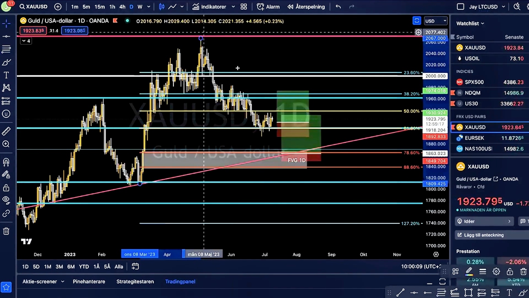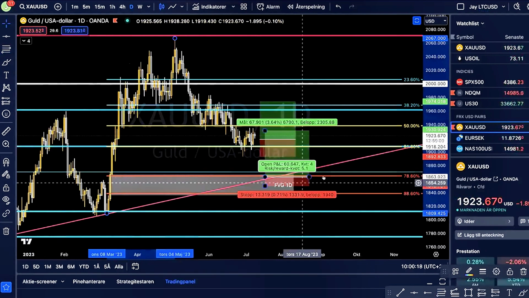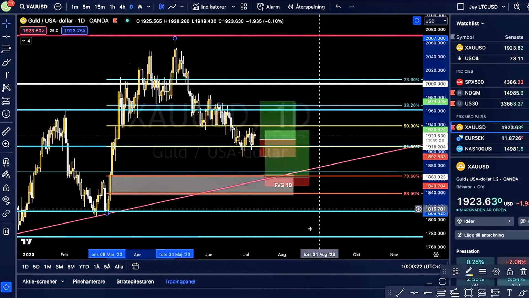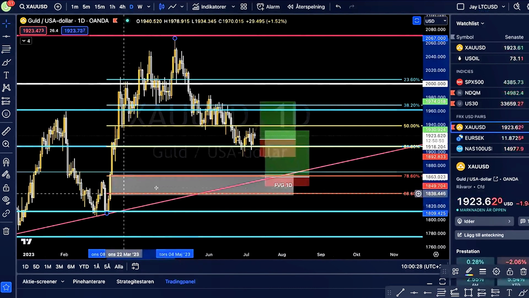Yeah, that's now in the nice zone. 50. Oh, look, this confluence here is sexy. So you see the daily key level perfectly overlapping with the 61.8. And I heard you mention it, Frederick, so you're already a step ahead there. Perfect.